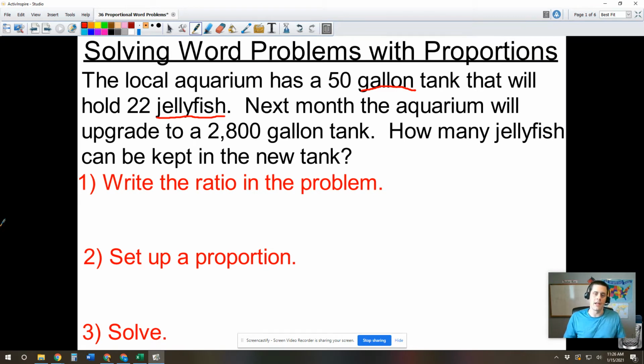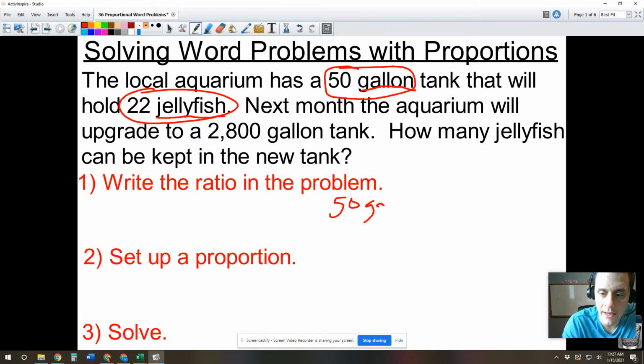Initially, in the beginning, what two values are being compared to each other, or what two values go together. If you read our first sentence, it says a local aquarium has a 50-gallon tank that will hold 22 jellyfish. So that's going to be our first ratio. We are going to write a 50-gallon tank, and we're comparing that to 22 jellyfish.